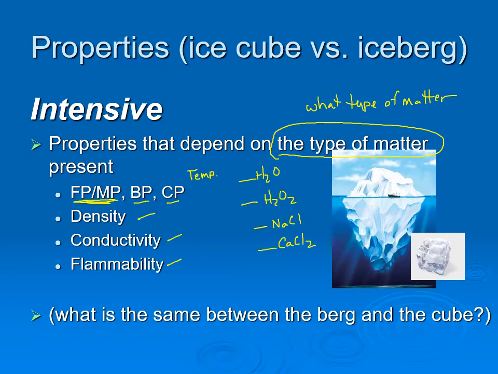If I want to go back to the ice cube and the iceberg, what is the same? If you can tell me what is the same between the iceberg and the ice cube, then you know what an intensive property is, because those properties will rely on the fact that they're made of water. Any property water has, both of these will have. Those are intensive properties. But what other properties can we look at? Let's move on.